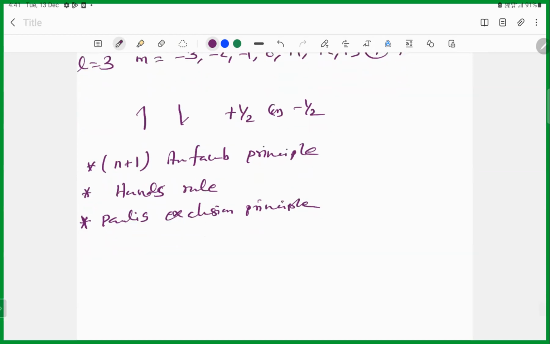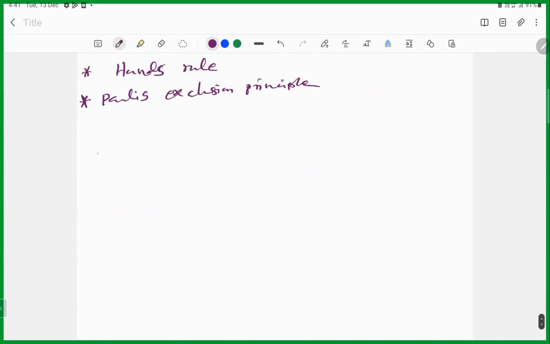First shell, now n value, l value, m value, s value you can put. n is equal to 1 means l is equal to 0, m is equal to 0. Correct? And 2n square, total number of electron, that becomes 2. Correct? So you have only s orbital. In the s orbital, you can accommodate only 2 electrons.